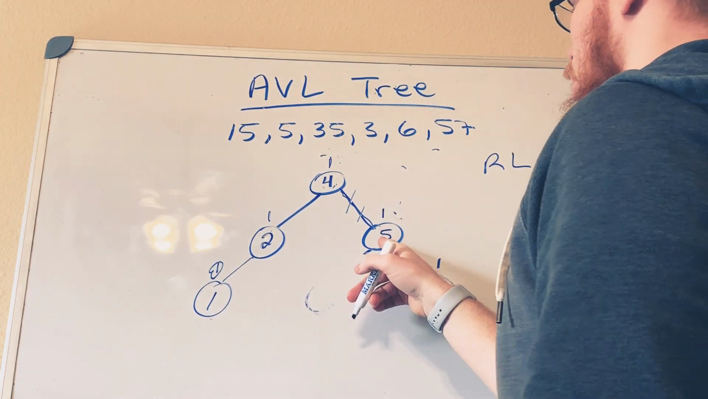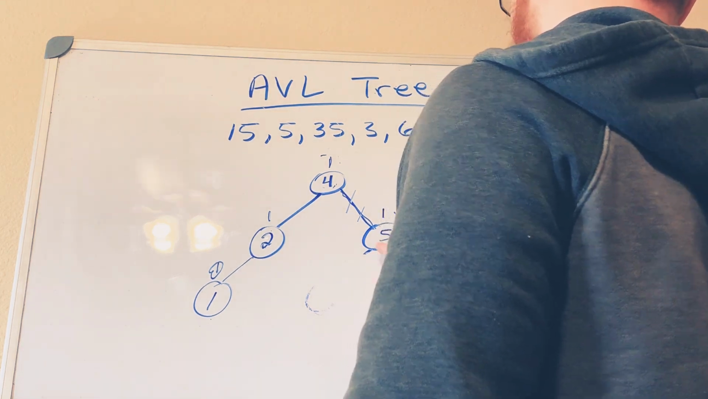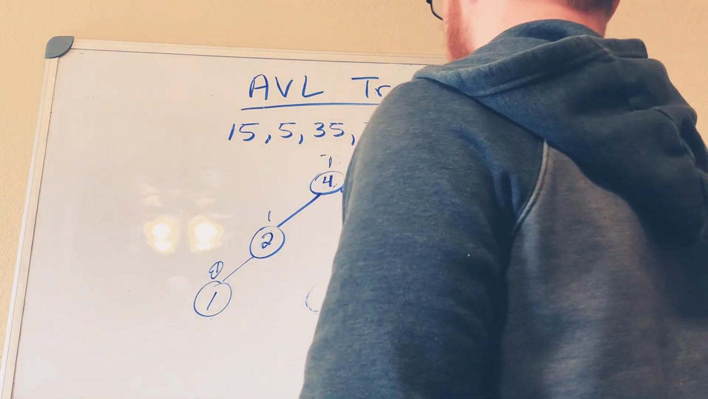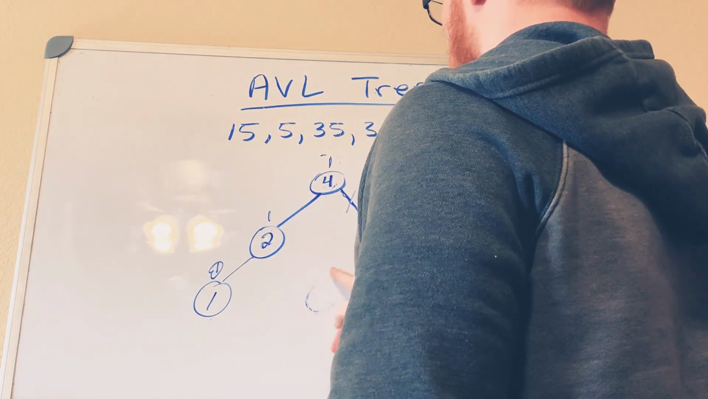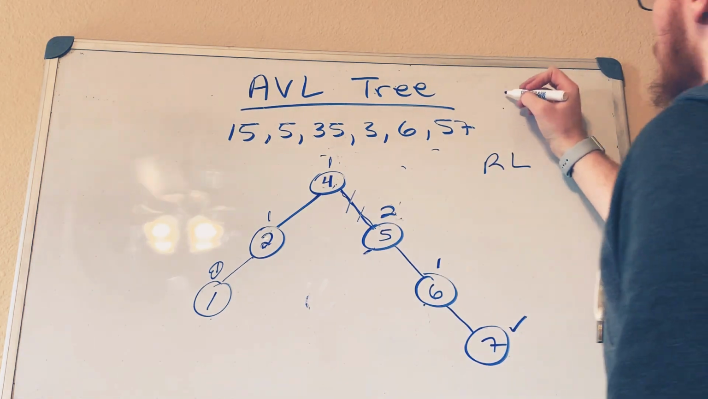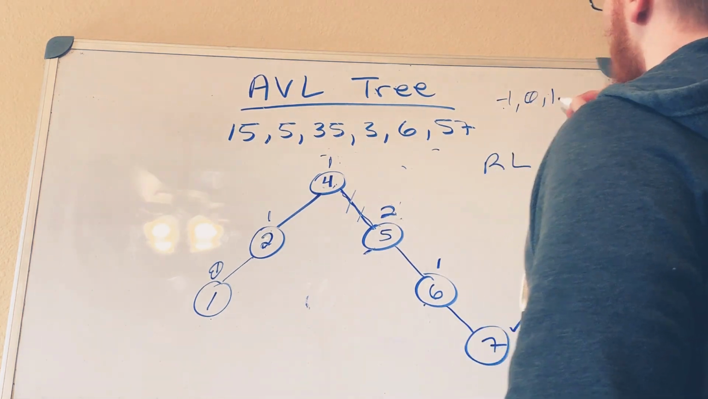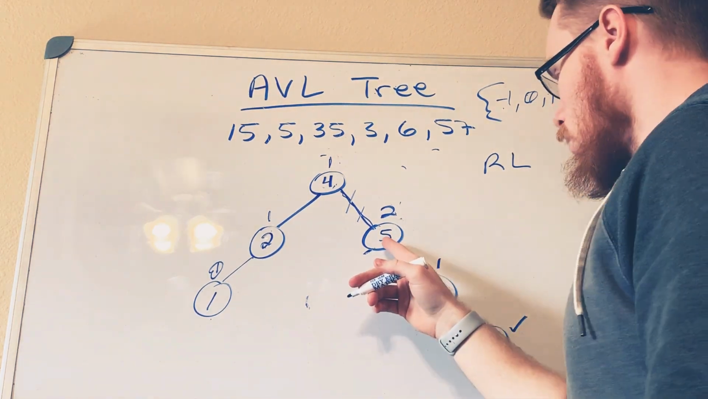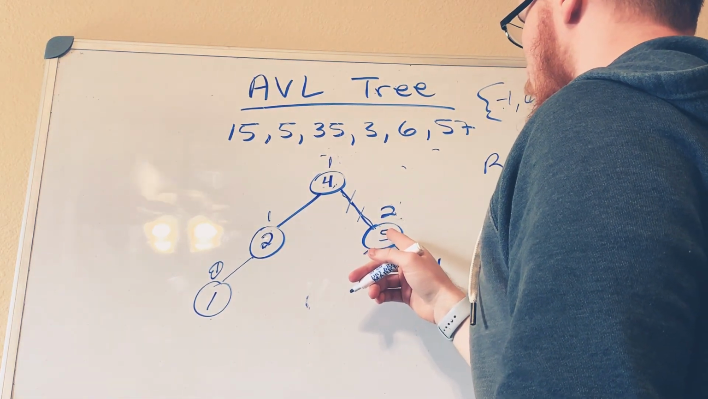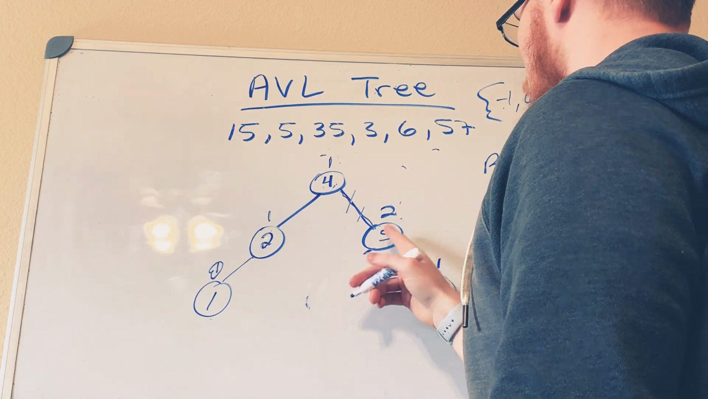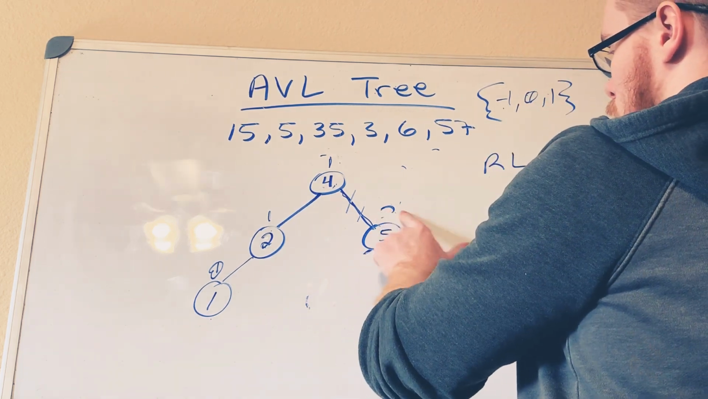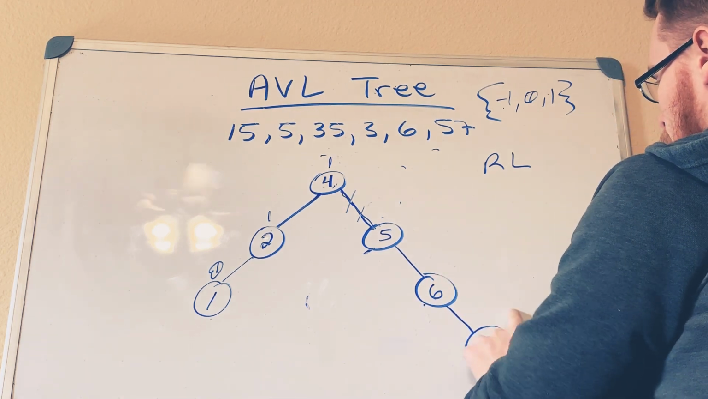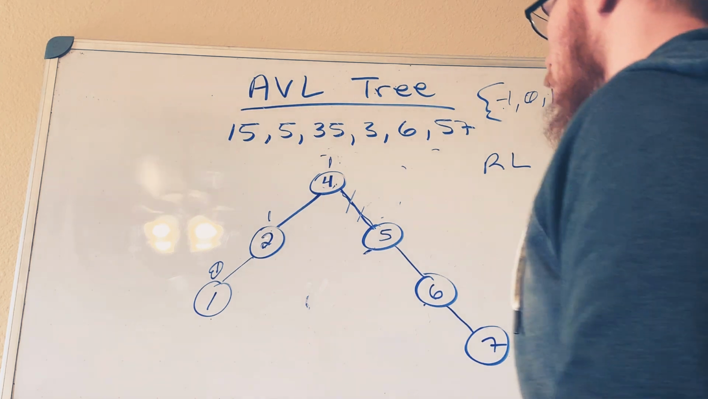So let's check this guy. This one has 2, and then on the left it has 0. So right now, 2 minus 0 is 2, so that's the balance, and that's not equal to negative 1, 0, or 1. So what we're going to do here is what's called, now this is an easy one, a right-right rotation.